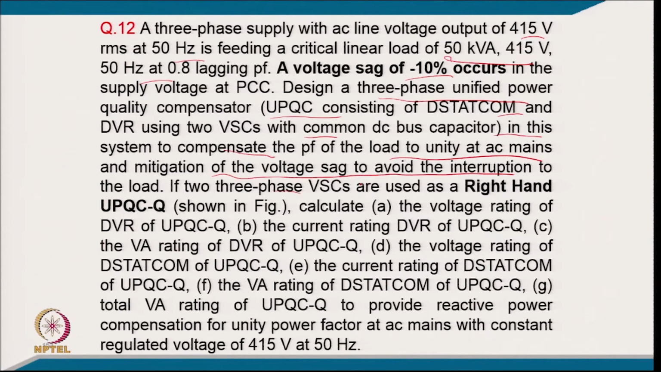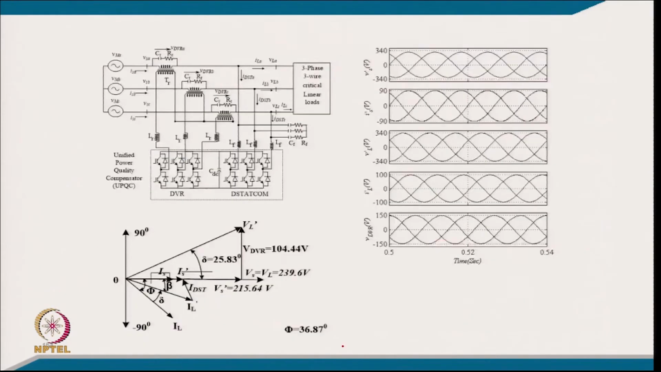So, if two 3-phase VSCs are used as a right hand UPQC, calculate the voltage rating of the DVR, current rating of the DVR, VA rating of the DVR, voltage rating of the D-STATCOM, current rating of the D-STATCOM and VA rating of the D-STATCOM, and VA rating of the total UPQC, to provide the reactive power compensation for unity power factor at AC mains with constant voltage of 415 volt, 50 Hz in 3 phase. So, you can call this the right hand UPQC.